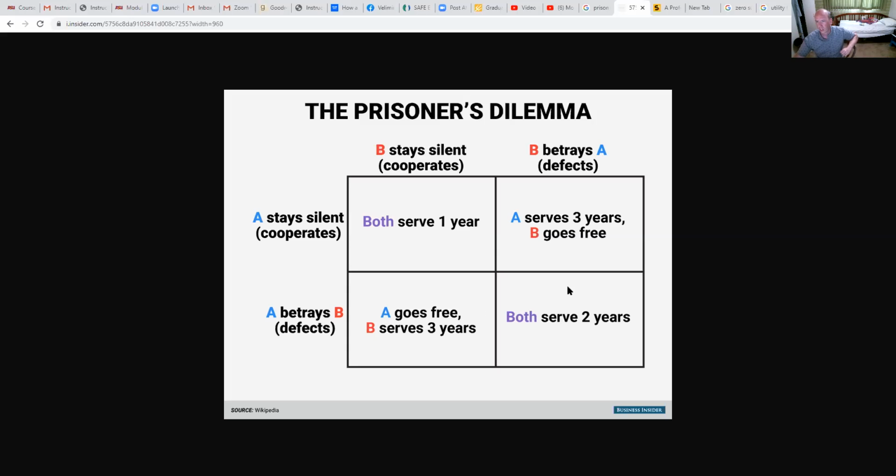Or you both betray each other, you're going to both serve 2 years. Now notice it's not 3 years, and this is because you've admitted to the crime. Well, you haven't admitted to the crime, you've admitted to the other guy committing the crime. This is always slightly different depending on who's setting up the dilemma, but this is one of the options, right?